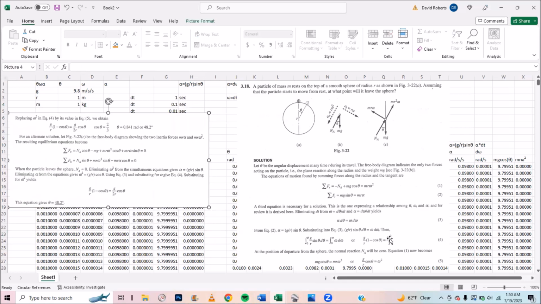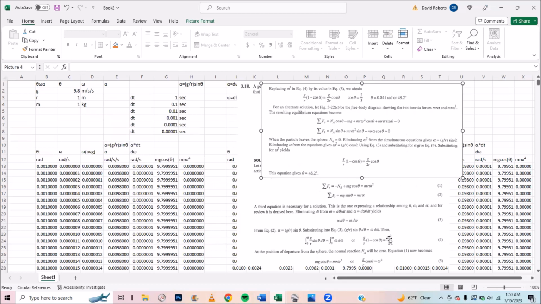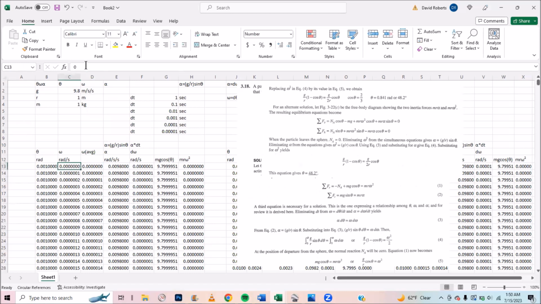Well, if this is the equation for speed, well, hell yeah, just solve for omega, which is just 2g divided by r times 1 minus cosine theta, square root of all that, and that's what you would type in right here. This equation right here, you would be like square root of 2g over r times 1 minus cosine theta. That is the speed. So that's cool.